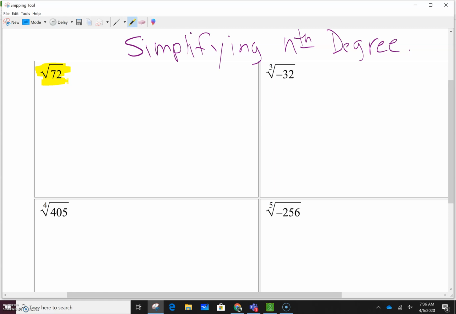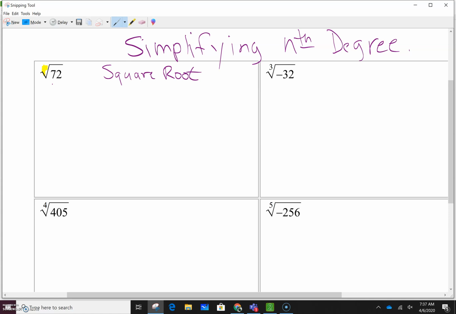One thing to note, if the index, meaning this part of the radical, is empty, then the default that you're looking for is a square root. So this one is looking for a square root. That means that what we're looking for are two of the same factor within the radicand, or within the number that's inside the radical. We're looking for two, or pairs, of the same factor to bring out.